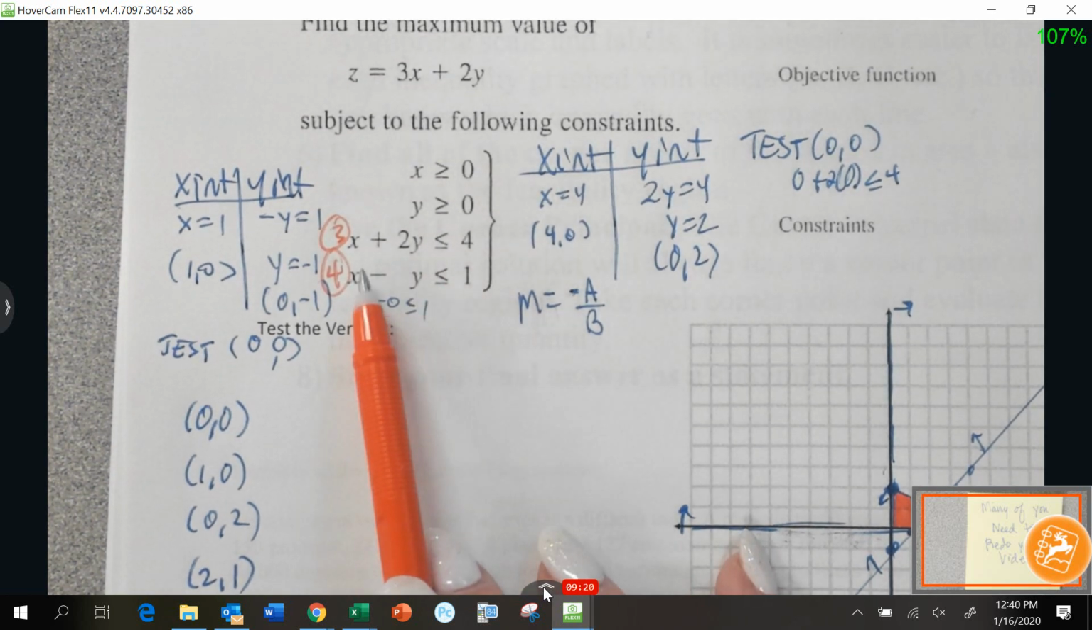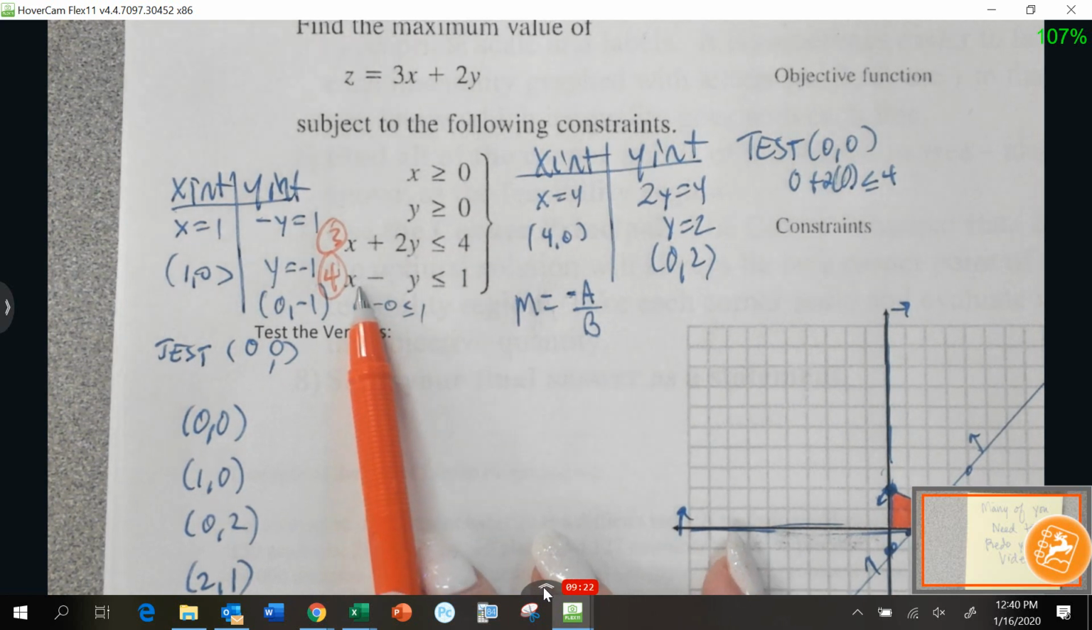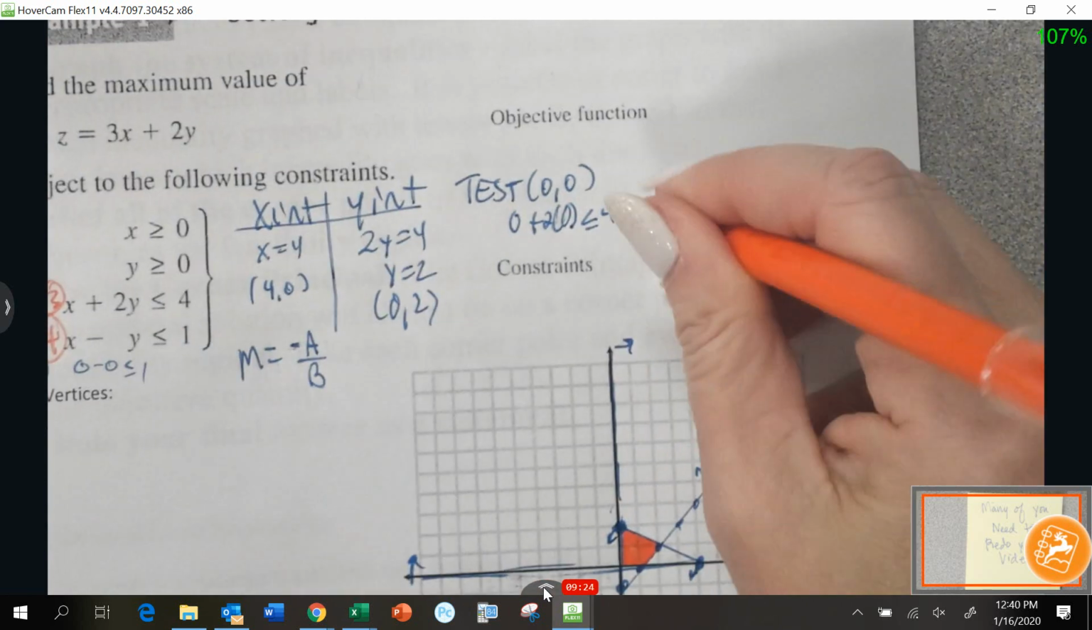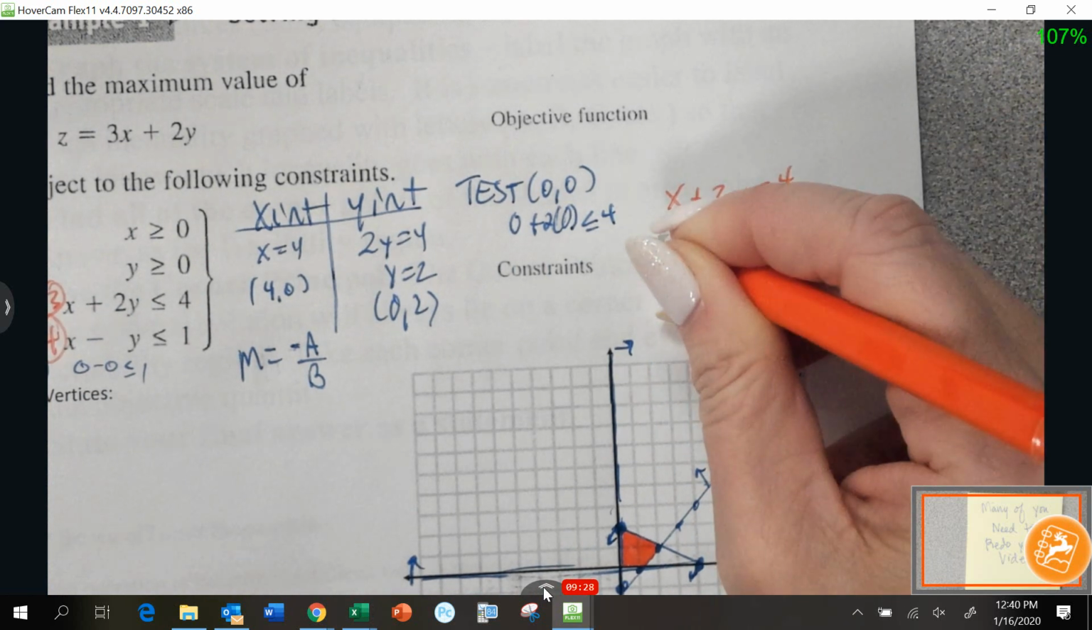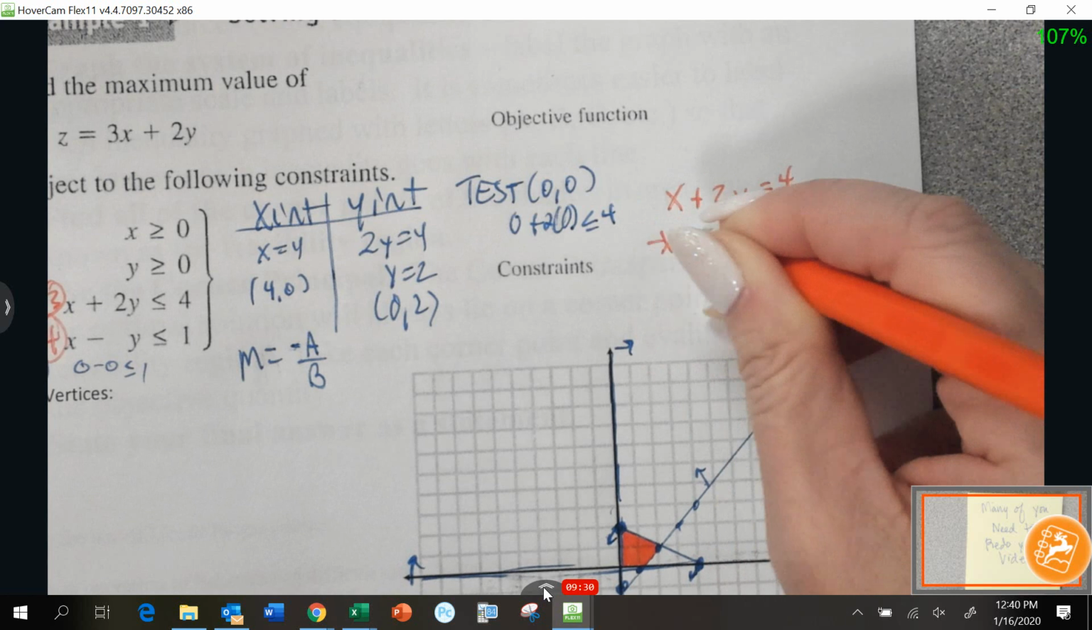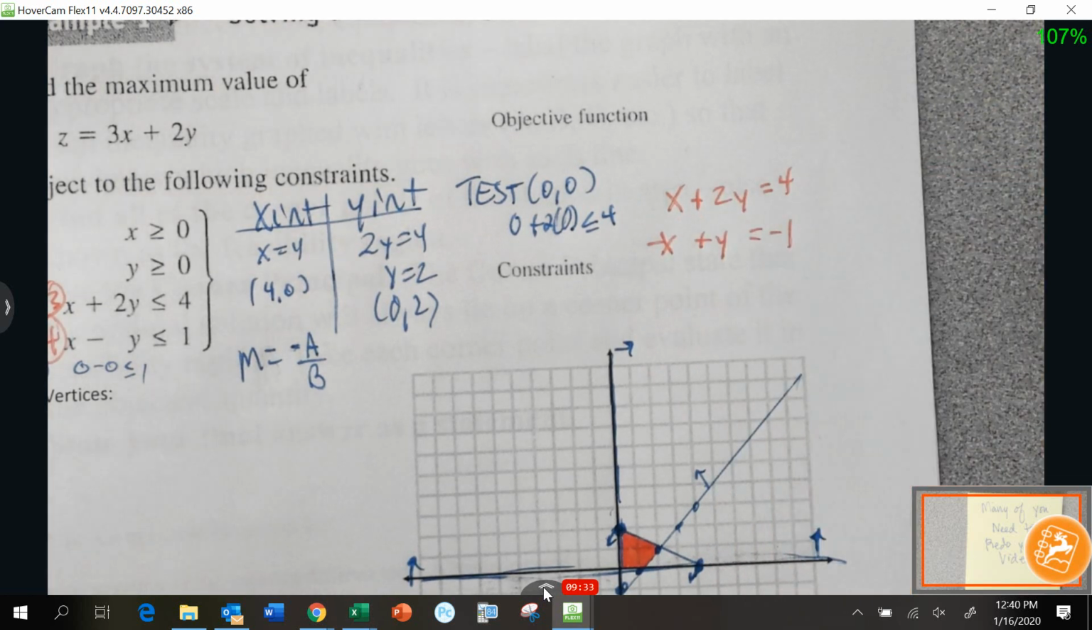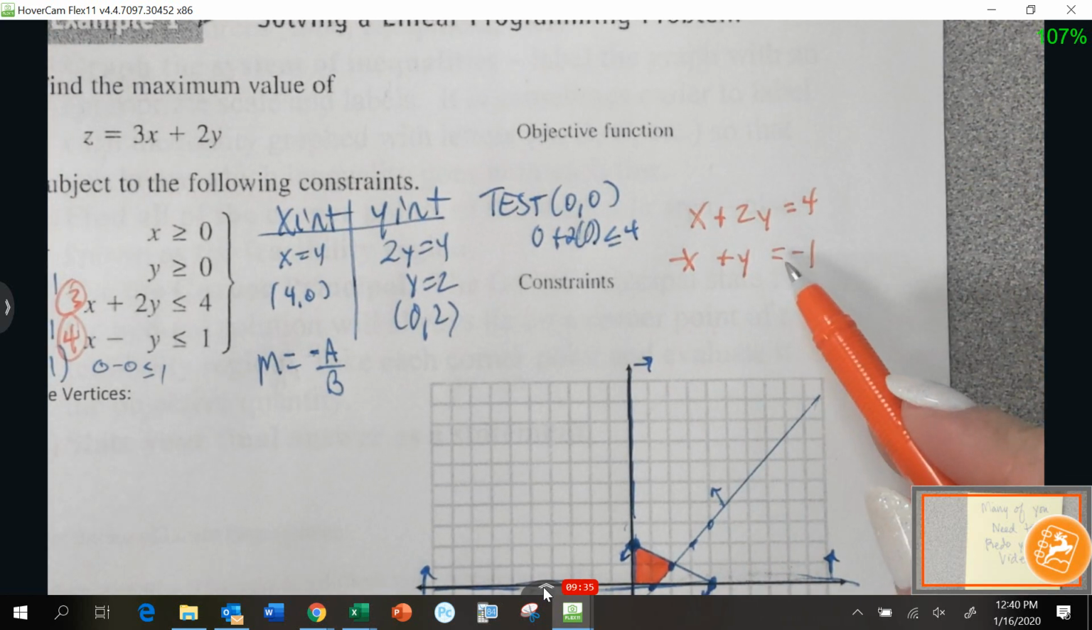I'd probably multiply maybe the second one by -1 first. So I would have x plus 2y equals 4 and negative x plus y equals -1. Before I go any further, why am I using equal signs?